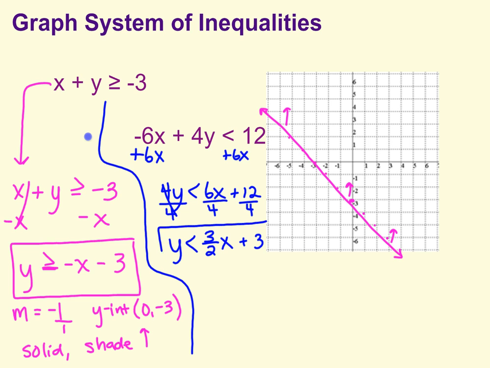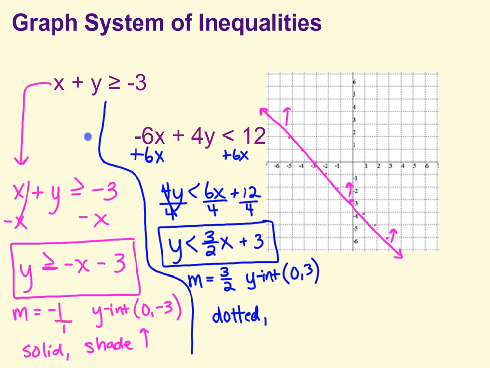So here's our inequality. Let's identify the information we need. Our slope is in front of the x, so 3 halves. And our y-intercept is 0, 3, that number on the end. What will our line look like, solid or dotted? So it's just a less than without the or equal to line, so this is going to be a dotted line. And then should we shade above or below? Y is less than 3 halves x plus 3. So a less than tells us to shade below.